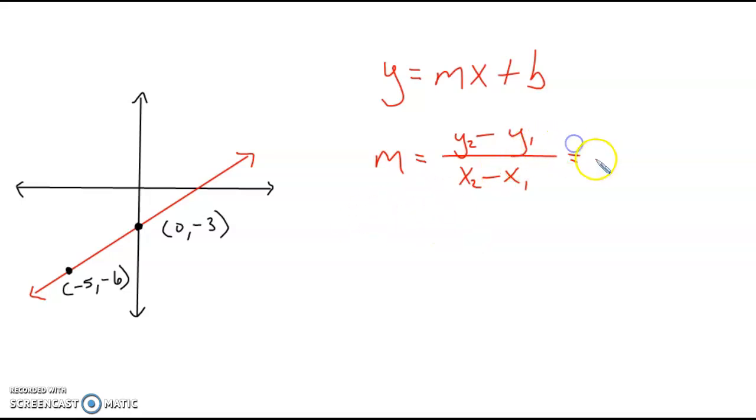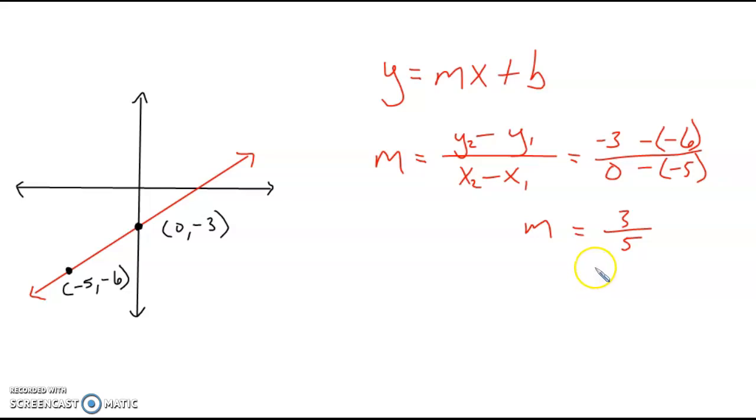So let's go ahead and plug this in. For my y values, I'm going to go with negative 3 for my first one, which means negative 6 would be my second one. And for my x values, since I did negative 3 first, I need the x value that goes with it, which is 0, and then my other x value is negative 5. Then I solve this. Negative 3 minus negative 6 gives me positive 3, and 0 minus negative 5 gives me positive 5. So my slope for this graph is positive 3/5.